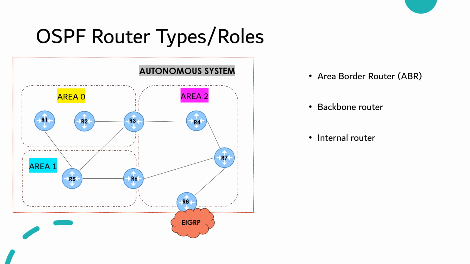Another type of router we have is the internal router. A router particularly in an area is called an internal router, or a router whose all interfaces belong to the same area. Then we have another type of router called ASBR, also known as Autonomous System Border Router. It connects an OSPF area to another AS, such as EIGRP.